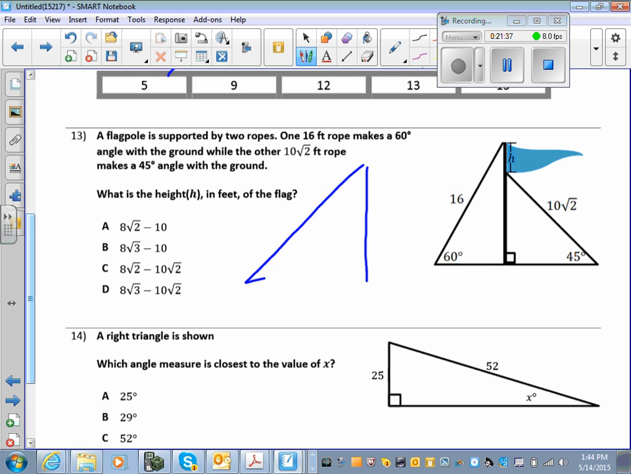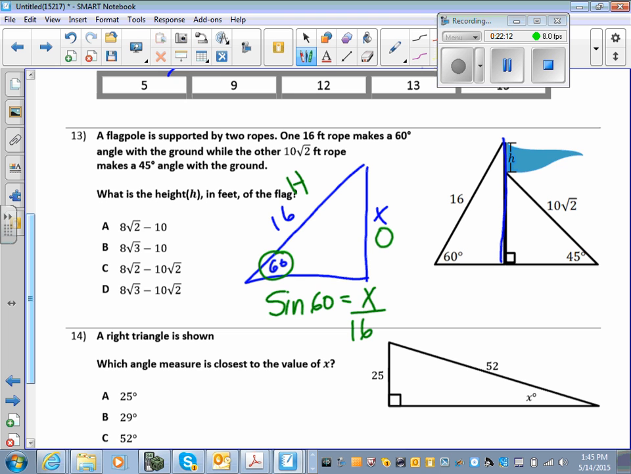Okay, let's just do this part. I need to find the biggest height. Then I can find the smallest height. Then I need to subtract them. This is given to be 60. This is 16, and I can find this. Which trig ratio helps me solve this? I'm going to circle my angle and label what I'm looking for, which is the opposite side, and the hypotenuse is given. So it's going to be sine, right? Sine of 60 is opposite over hypotenuse.